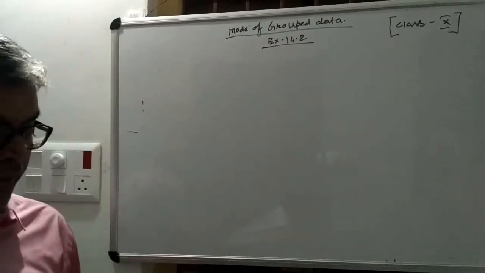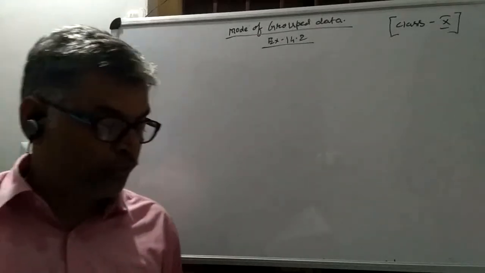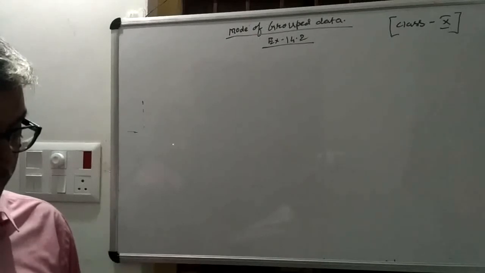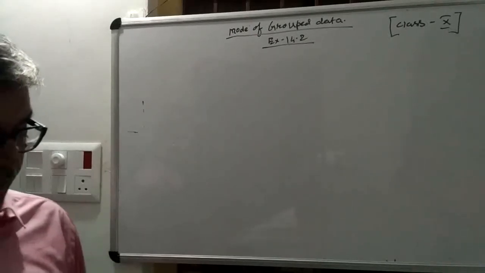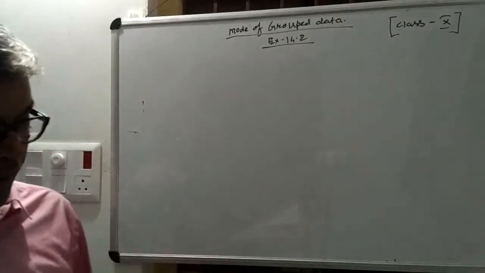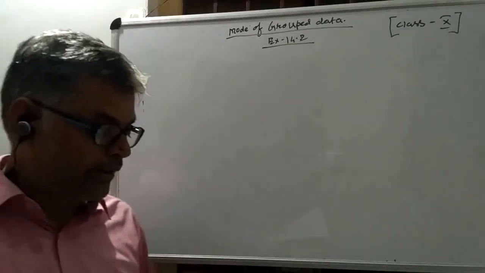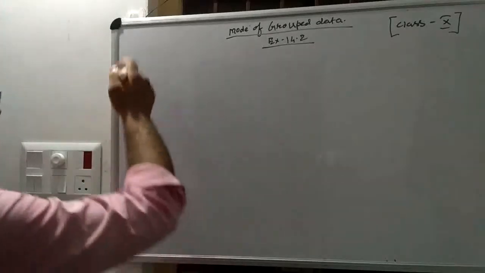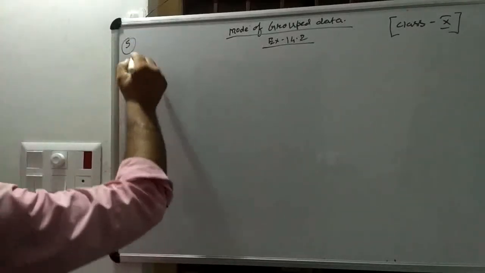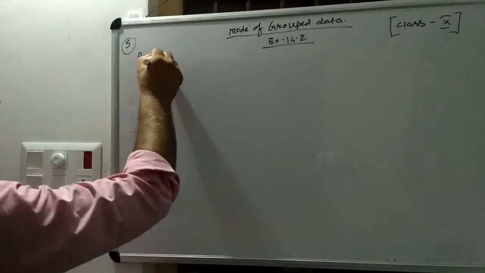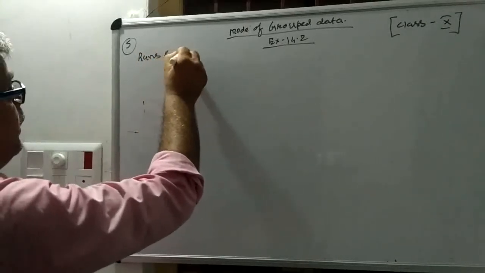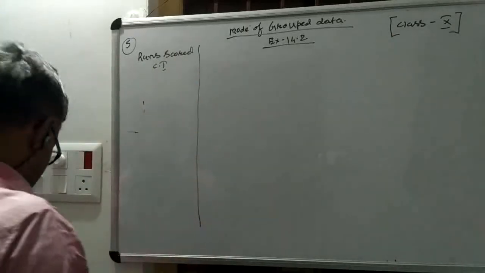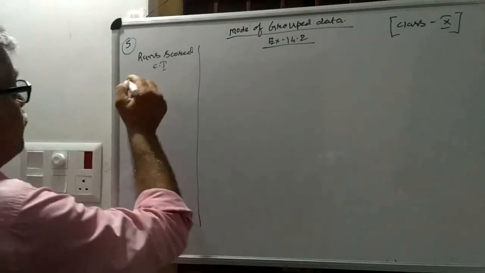Runs scored are given in thousands, that is 3,000 to 4,000, 4 to 5, 5 to 6, 6 to 7, 7 to 8, 8 to 9, 9 to 10, 10 to 11. And the number of batsmen is given. Find the mode of the data. So the runs scored is your class interval, and your class interval is 3,000 to 4,000.